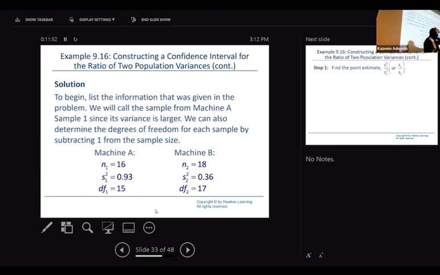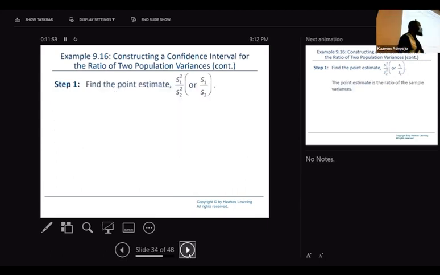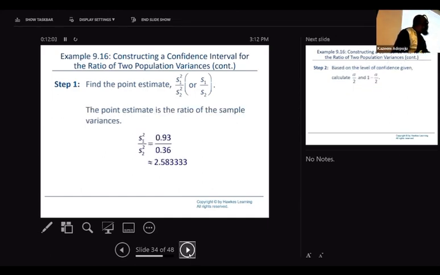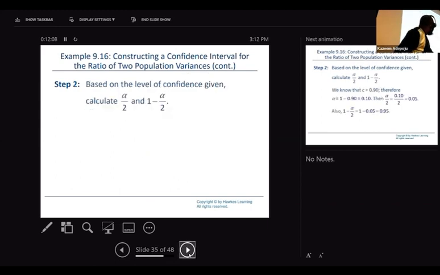For machine B, you have your data set. The next thing you're going to do is get a point estimate of the ratio. Look at that, the point estimate, the ratio of the two, gives us 2.5. That's a point estimate. Now, the next thing you're actually going to do is get the critical values of F.